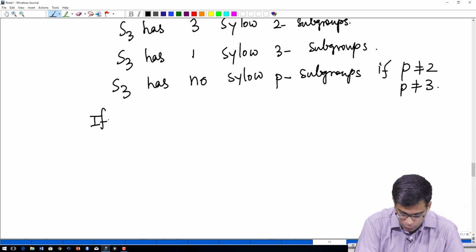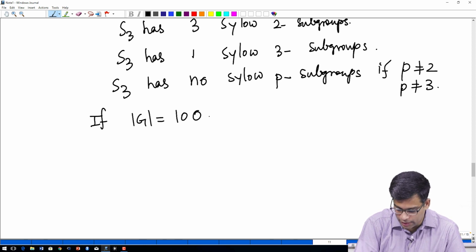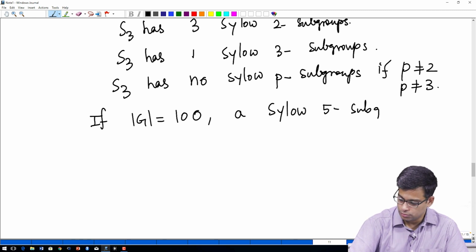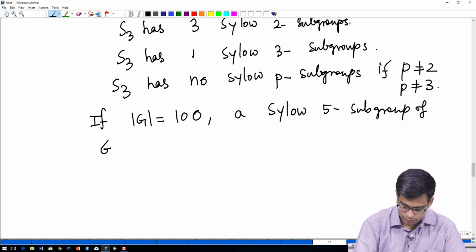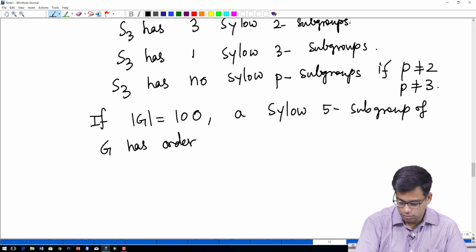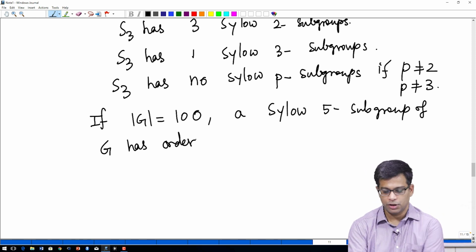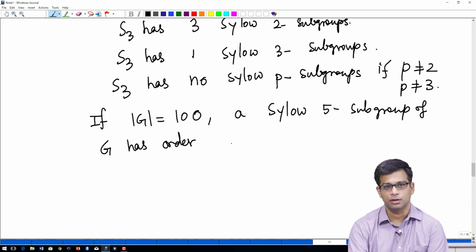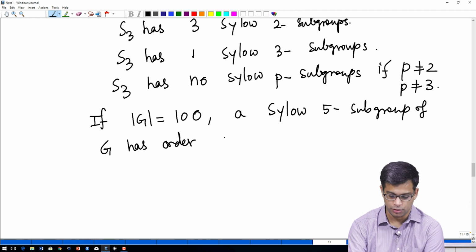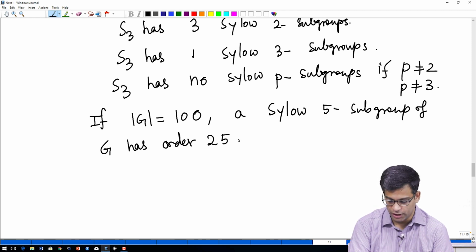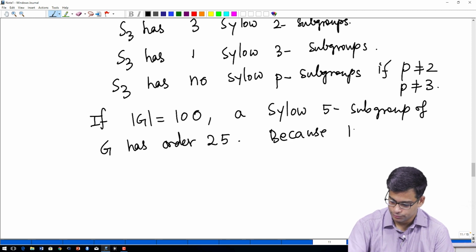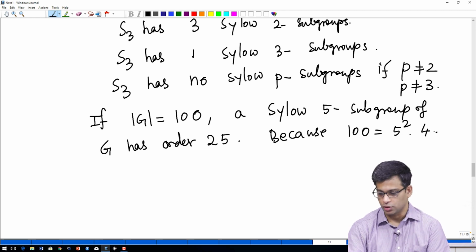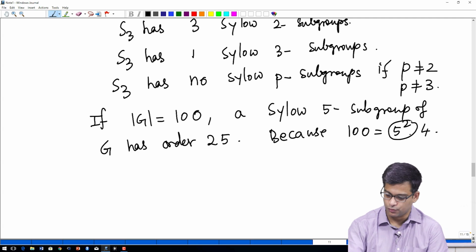On the other hand, if G is a group of order 100, let us think about a Sylow 5 subgroup of G. 5 is a prime that divides 100, so Sylow 5 subgroups can be studied. What will the order of a Sylow 5 subgroup of G be? It will be order 25. This is because 100 is equal to 5 squared times 4, that is, 25 times 4. So a Sylow 5 subgroup will have order 5 squared.